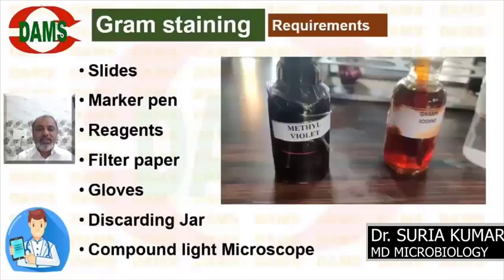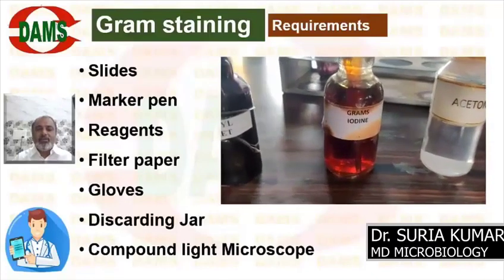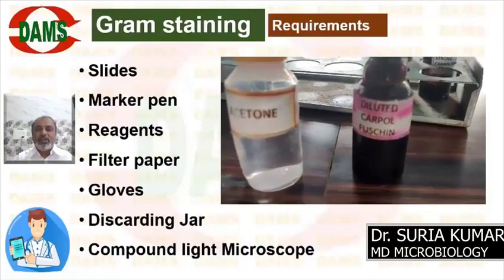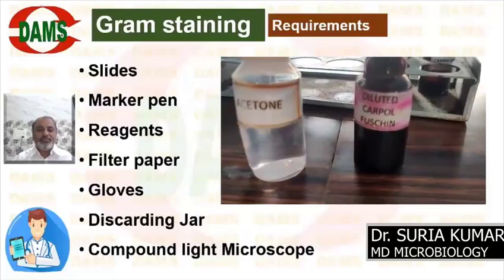The materials needed are slides, grease-free, scratch-free, clean slides, marker pens, and reagents. What are the reagents we need? Crystal violet, Gram's iodine, acetone and diluted carbol fuchsin. Then filter paper, gloves, discarding jar and compound light microscope. We'll see the procedure.